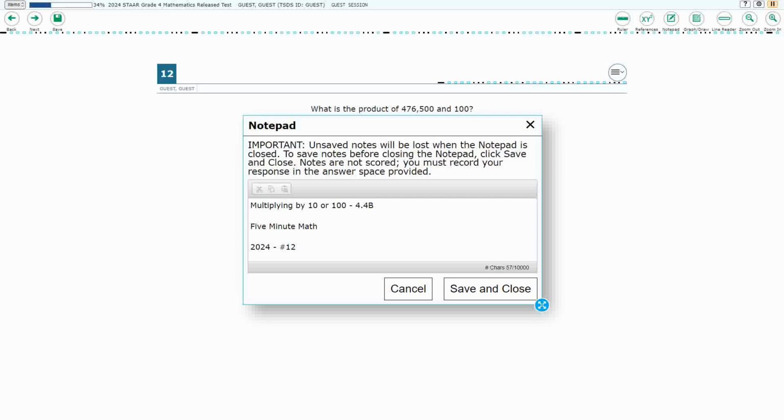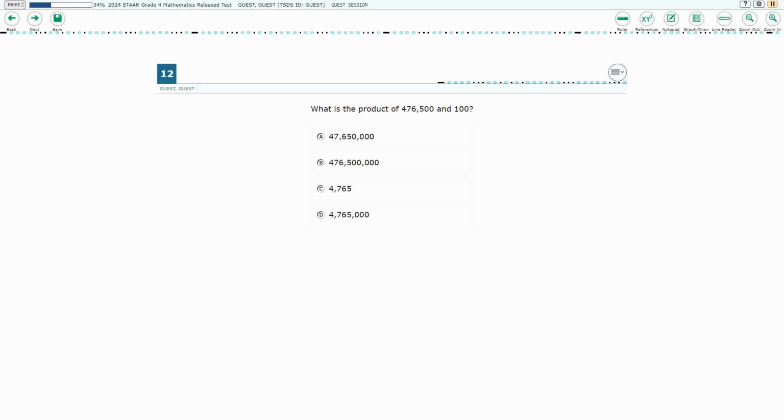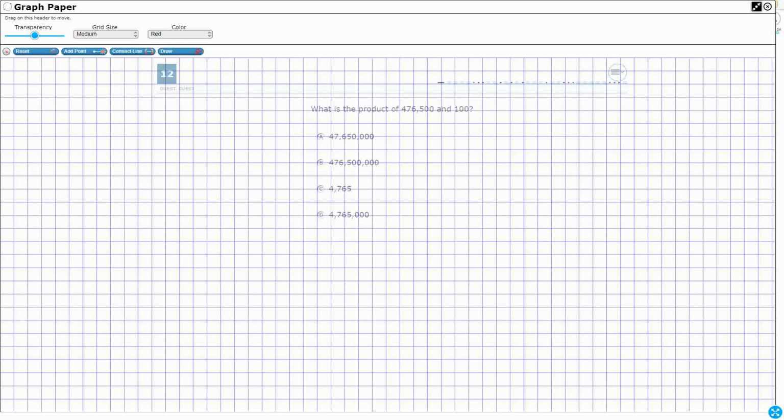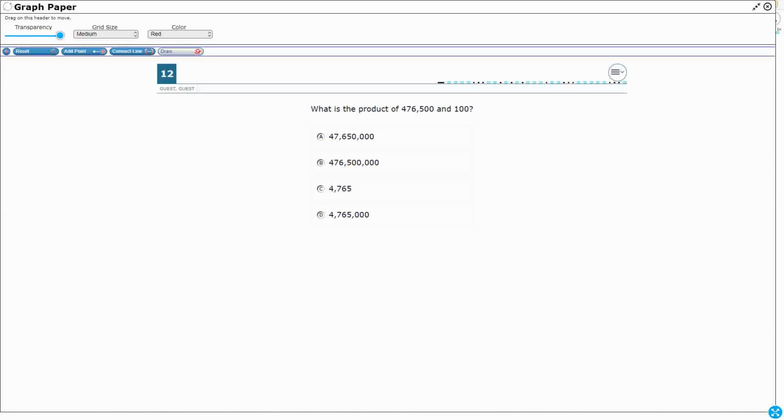Today we are looking at the fourth grade concept of multiplying by 10 or 100. This is standard 4.4b in the great state of Texas, and we are using item number 12 of the 2024 released STAAR test. If you haven't done so already, please go ahead and take a moment to pause the video, work this problem out on your own, unpause it, and we will look at our answers together.